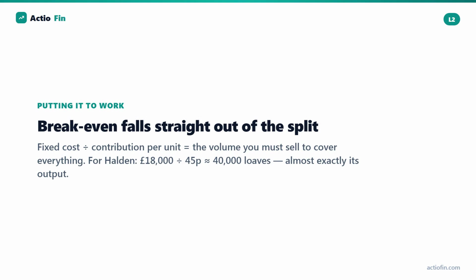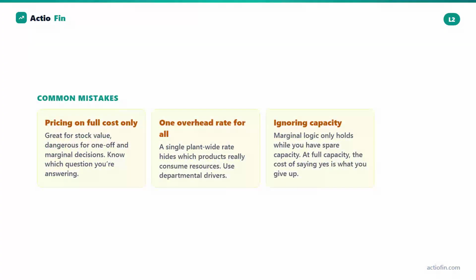Every owner should know this number for their business, and it is a controller's job to put it in front of them. Three mistakes to avoid. First, pricing every decision on full cost. It is right for valuing inventory but dangerous for one-off orders, as the bakery showed.